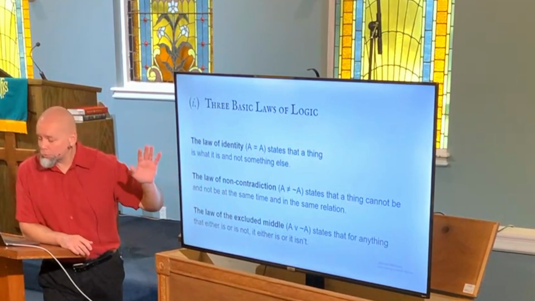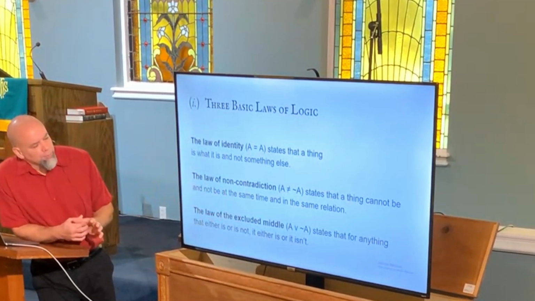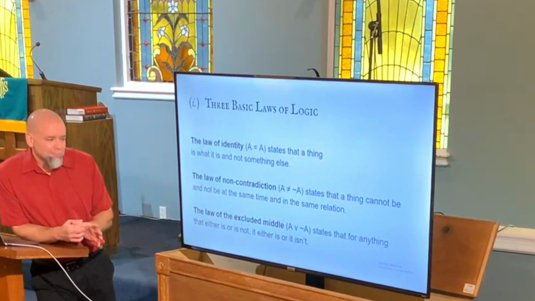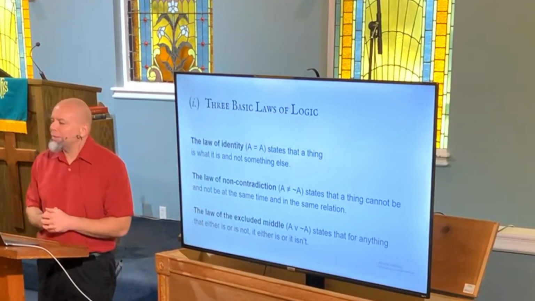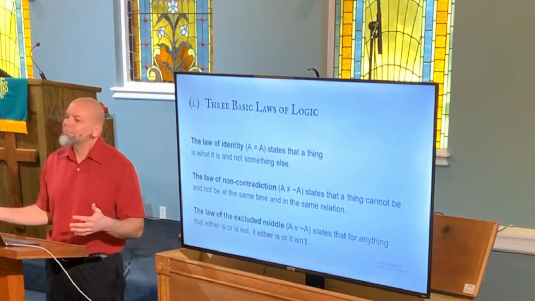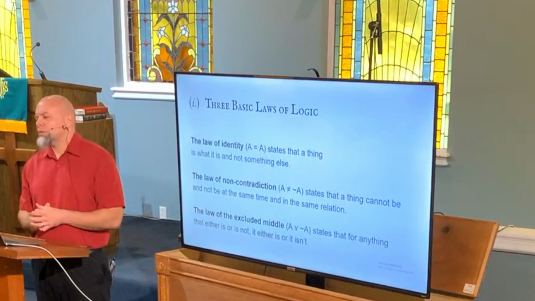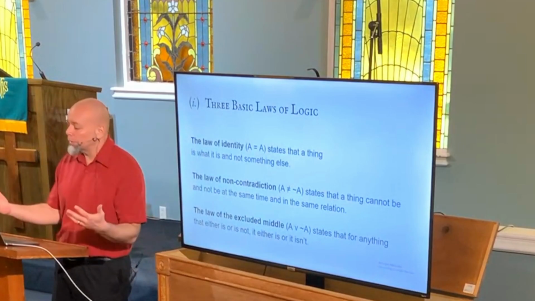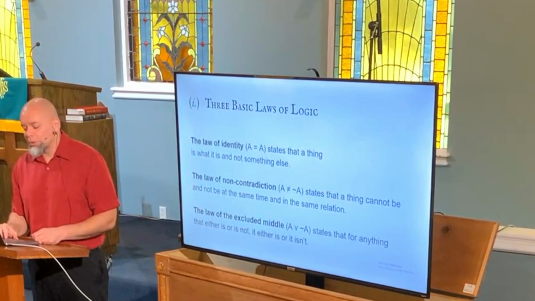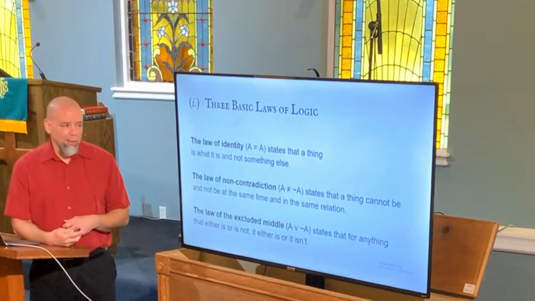The wording is crucial. The law of the excluded middle states that for anything that either is or is not, it either is or it isn't. Again, doesn't sound very exciting. Who would ever disagree with these things? And it's not so much that we just overtly disagree with them, but we lose our minds and we don't realize that this is what we're trying to get around.